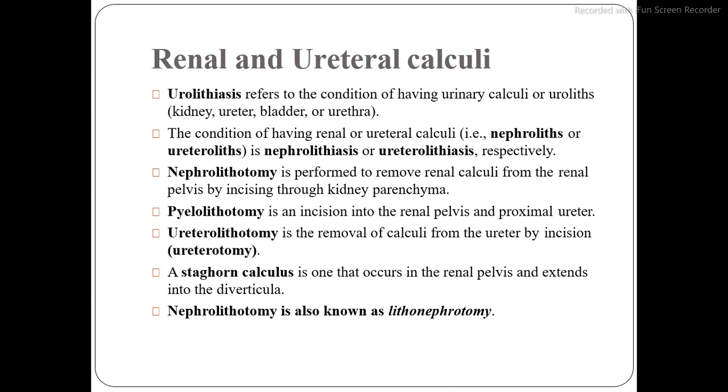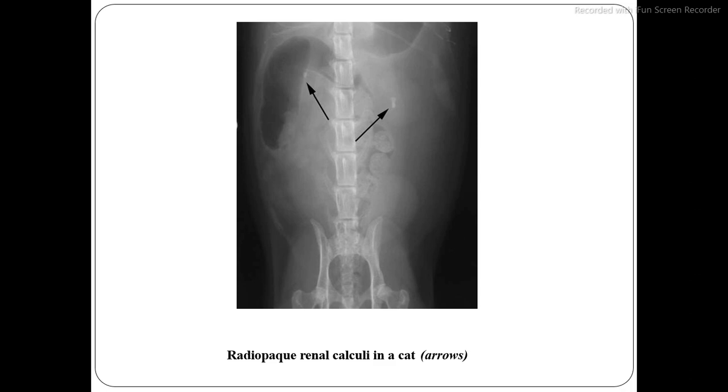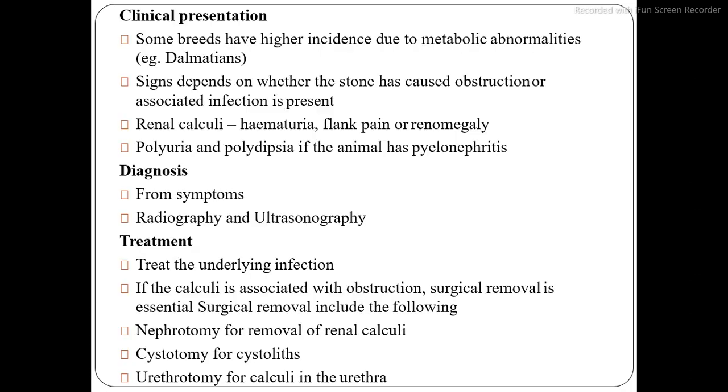Ureterolithotomy is the removal of calculi from the ureter by incision, ureterotomy. A staghorn calculus is one that occurs in the renal pelvis and extends into the diverticula. Nephrolithotomy is also known as lithonephrotomy. Renal calculus in a dog. Radiopaque renal calculi in a cat, arrows.